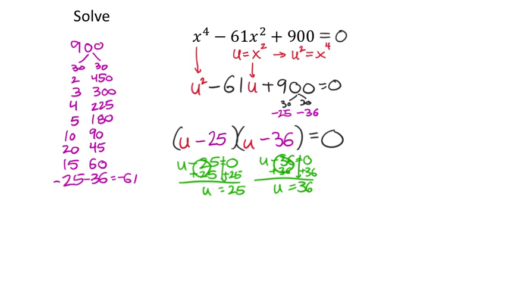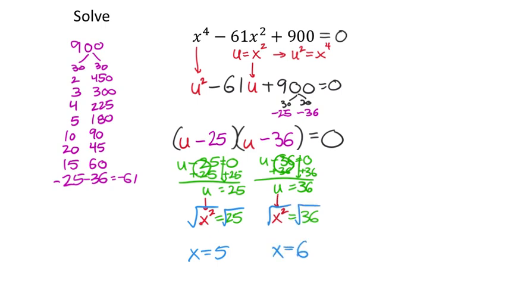Now, we solved for u, and that was great. But at the beginning, we had u is x squared. So instead of a u, I have to go back and replace it with what it was, and that was x squared for both of these. So x squared should be 25, and x squared should be 36 as well. To solve these, I would square root both of them. x could be 5, and over here, if I square rooted both sides, x also could be 6.